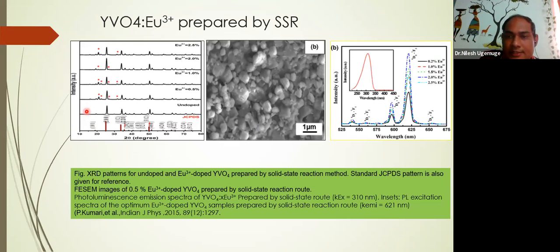So here you can see one of the prominent materials. I am showing you just one for comparison: YVO4:Eu3+ phosphor prepared by solid state reactions. This is the XRD pattern. You can see where the laser pointer is. And here you can see 2 theta value versus intensity. And what is AU? Can anyone tell me what AU is?